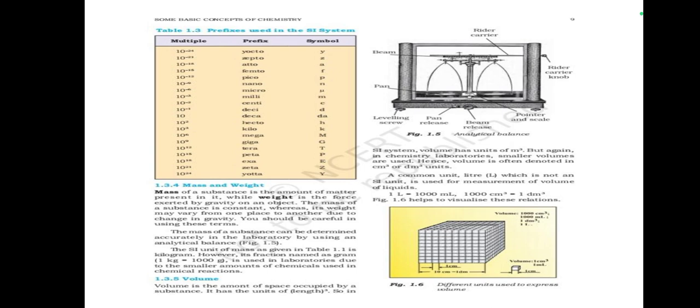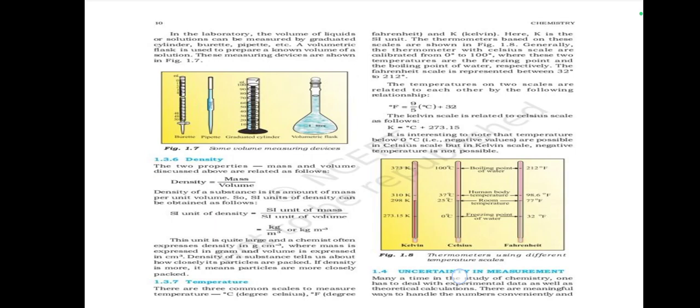A common unit, liter, capital L, which is not an SI unit, is used for measurement of volume of liquid. 1 L is equal to 1000 milliliter, and 1000 centimeter cube is equal to 1 decimeter cube. Figure 1.6 helps to visualize the relations.